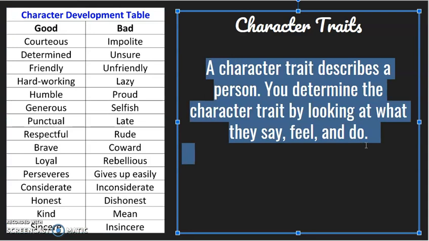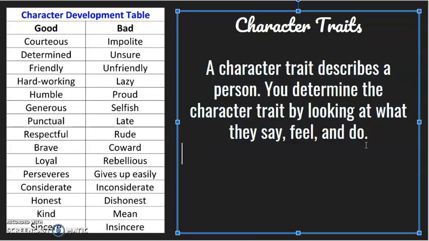Just to remind you, a character trait describes a person. You can determine a character trait by looking at what they say, feel, and what they do. A lot of the times you can also look at pictures in books to figure out what their character traits are. So that's what we're going to do today. Part 1 of this video, if you haven't already watched it, was supposed to be The Girl with Colored Stripes. If you have not watched part 1, please go and watch it and then come back to the video.